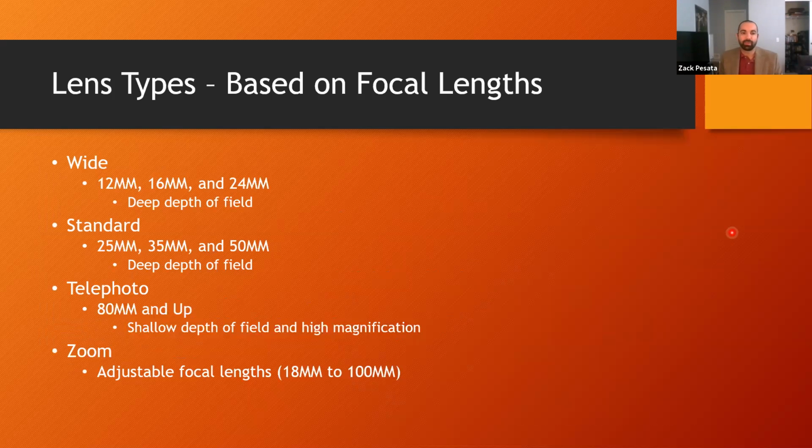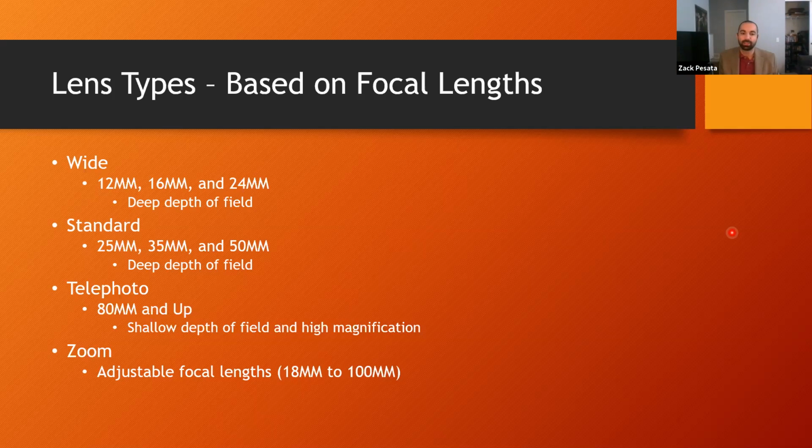Lens types based on focal length. If anyone ever says you're using a wide lens, that means you're using a lens with a lower focal length, so 12 millimeter to 24 millimeter. This also gives you a deeper depth of field. A standard or normal lens is anywhere from 25 to 50. This usually creates a deeper depth of field, but sometimes you'll have a shallow one, especially if you get into the 50 millimeter. A telephoto lens is a tight lens that has a higher magnification. This is usually 80 millimeter and up, which will give you a shallower depth of field.